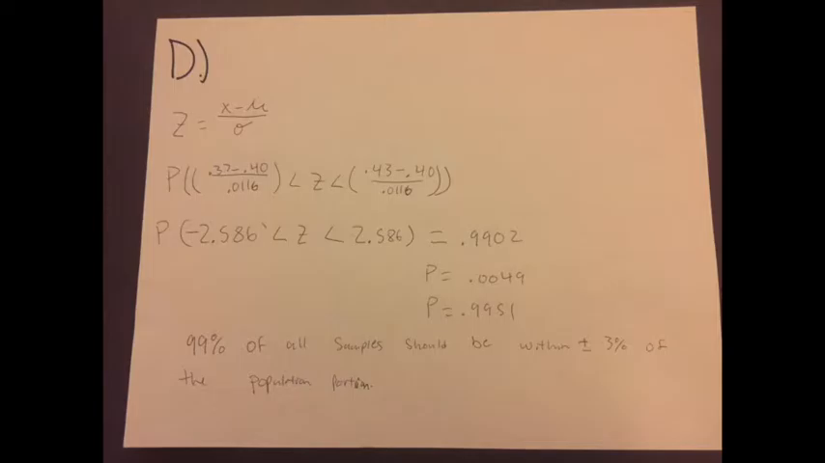Find the probability that p hat takes a value between 0.37 and 0.43. Will an SRS of size 1,785 usually give a result p hat within plus or minus 3 percentage points of the true population proportion? Explain. So what you do is you take the z-score of both of those, and that'll be negative 2.586 and positive 2.586, and that is equal to 0.9902, and so the probability is 0.0049 and 0.9951, and so 99% of all samples should be within plus or minus 3% of the population proportion.